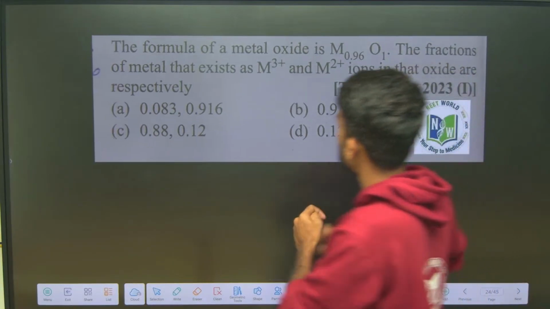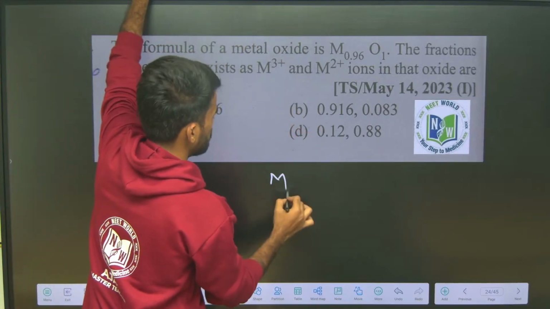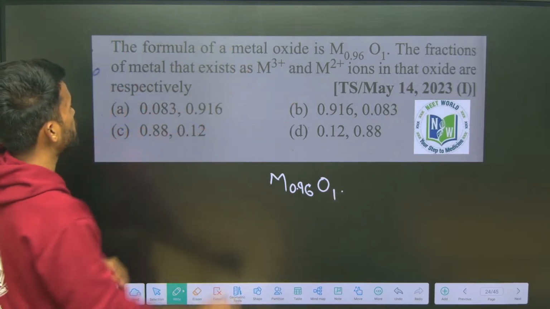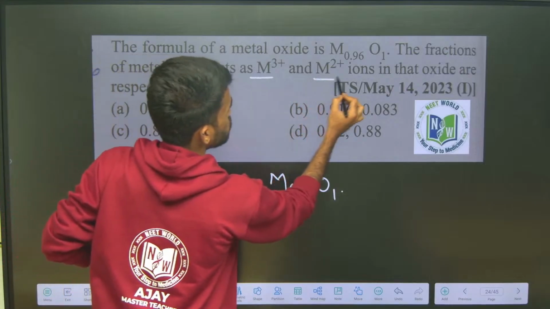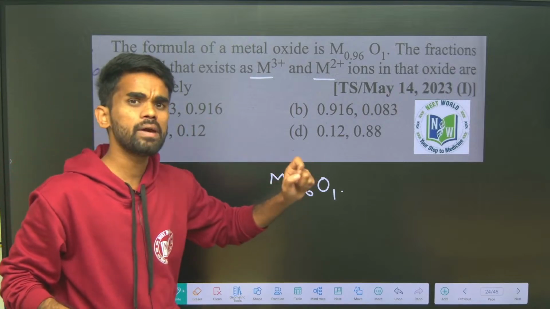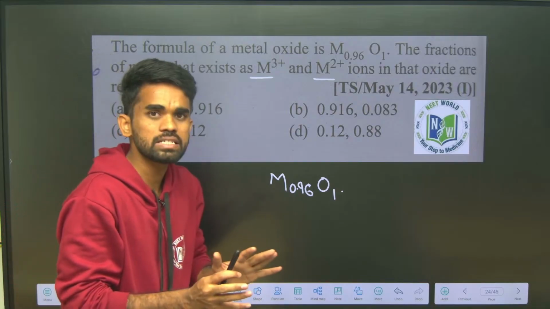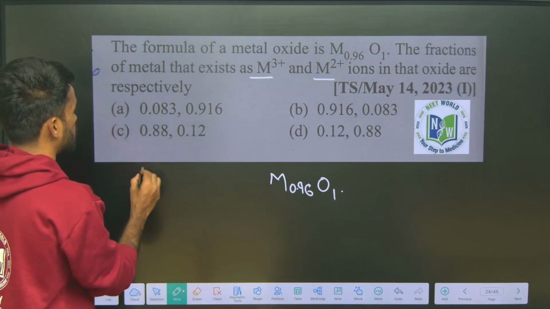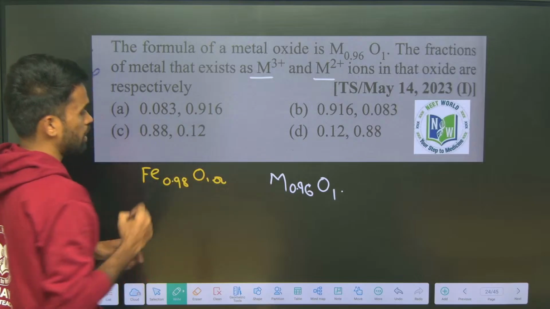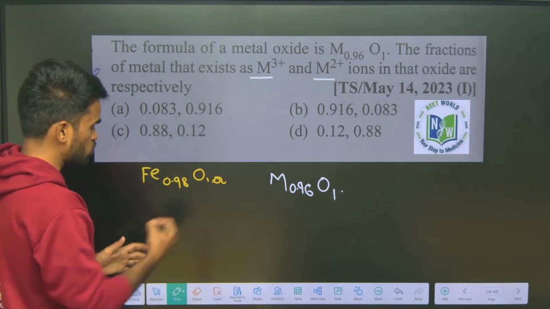Next, look at here. We have a formula given. The formula of a metal oxide is M0.96O1. Okay, the fraction of metals existing in +3 and +2 ions in the oxide are respectively. See, a similar type of question appeared in 2022 JEE also. Okay, so we can solve this very easily. In that exam they gave iron, Fe0.98O1.00, and they asked the percentage of +3 ions and +2 ions.